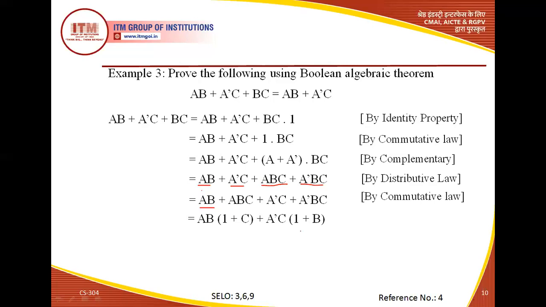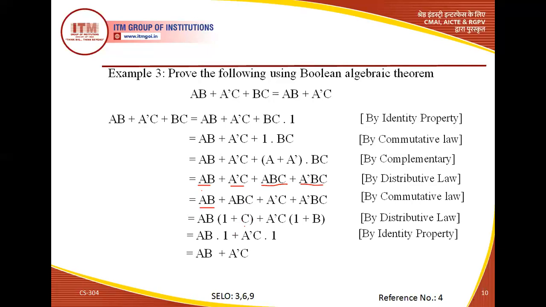That means AB. Now we know that 1 plus C equal to 1, because when we perform the OR operation with any of the variables and have input 1, then it will generate the output 1. So by using identity property, we know that A plus 1 equal to 1. Now again, by using identity property, AB dot 1 equal to AB and A dash C dot 1 equal to A dash C.